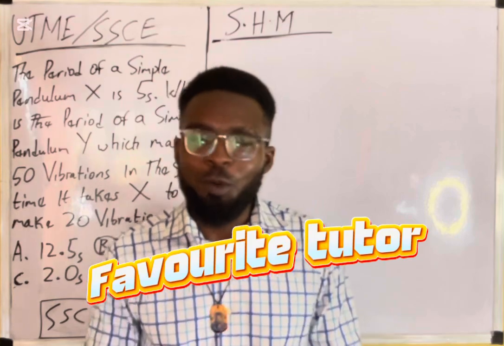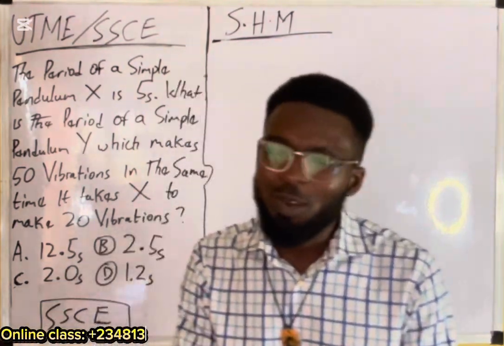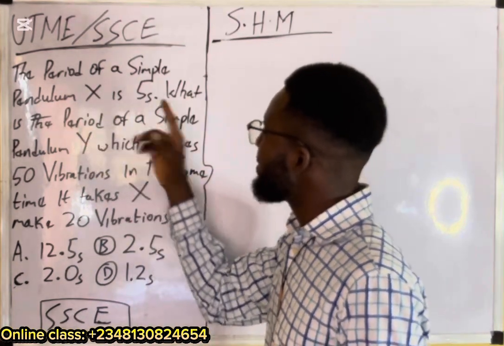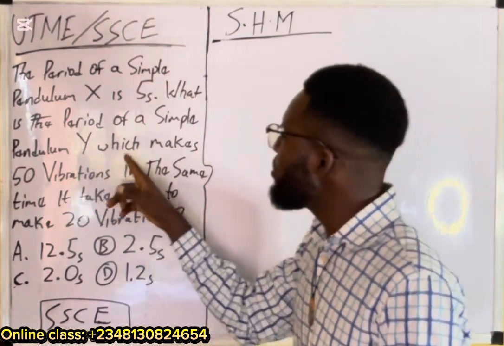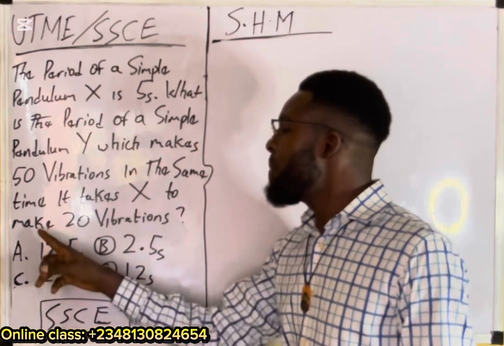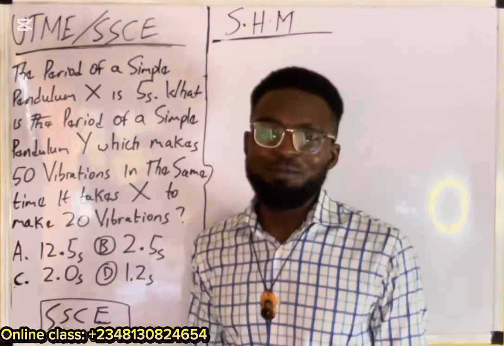Okay, continuation from where we stopped. Simple harmonic motion. I have a question on the board. This one is very interesting. The period of a simple pendulum X is 5 seconds. What is the period of a simple pendulum Y, which makes 50 vibrations in the same time it takes X to make 20 vibrations? This is an SSCE question, and it's very simple.